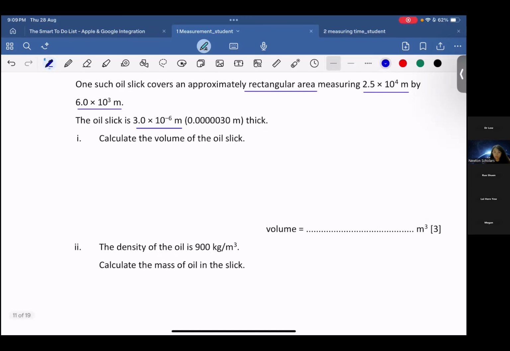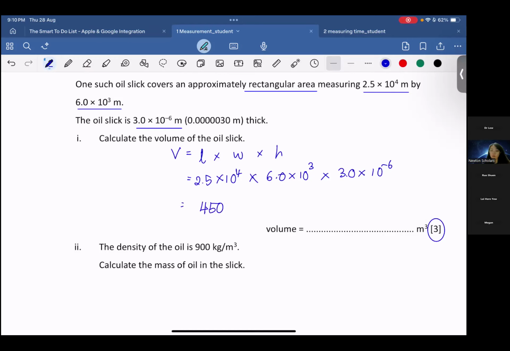Correct. Thank you. Volume, don't forget, is area times the height, area times the thickness. So here, 3 marks. Dear, see 3 marks. How do we score the 3 marks? Please write the formula. So we can say length times width times height, like this, 1 mark. So equals to 2.5 times 10 power of 4 times 6.0 times 10 power of 3 times the thickness 3.0 times 10 power of negative 6. So here your answer will be 450.